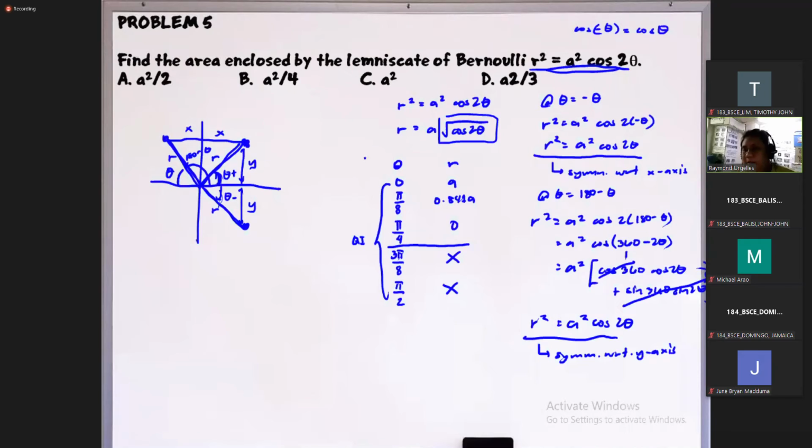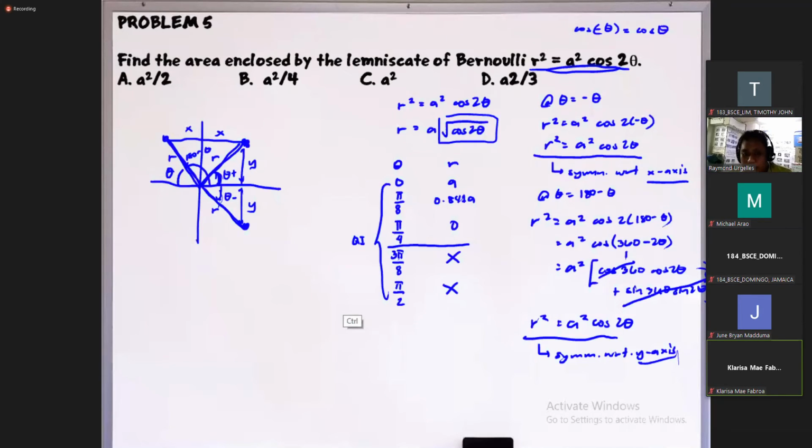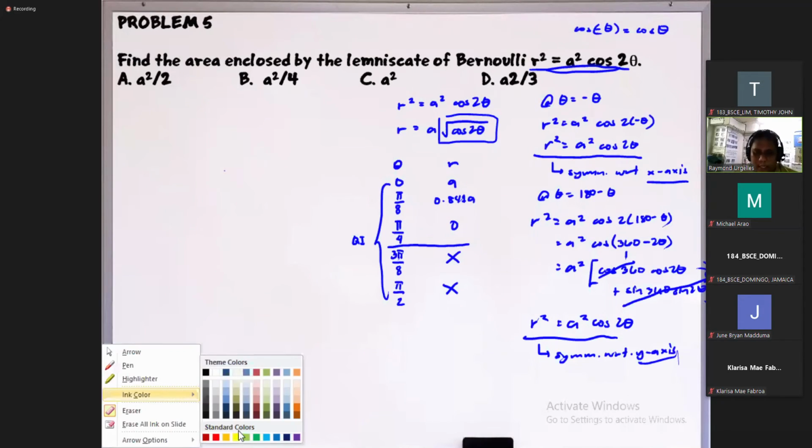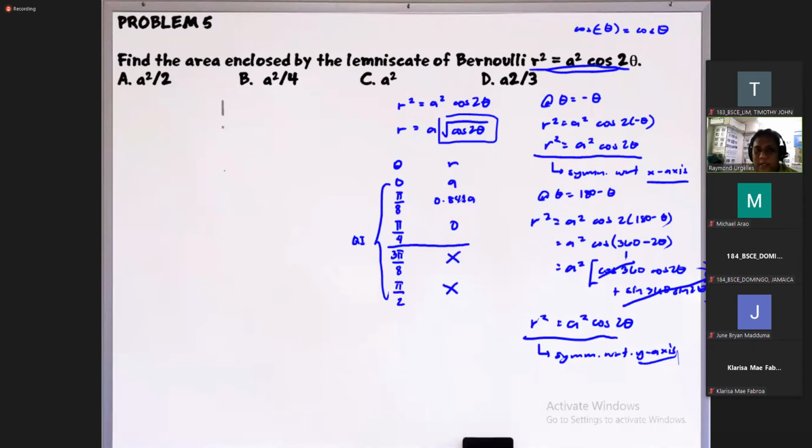So kaya pag nakuha na natin yung sa quadrant 1, since symmetric siya with respect to the x-axis and symmetric siya with respect sa y-axis, i-reflect lang natin siya. I-mirror lang natin yung curve natin with respect sa x and y-axis. Okay? So try natin siya i-graph. Actually makakatulong din sa atin yan pagdating sa integration. Kasi kung symmetric siya with respect to the x and the y-axis, pwede nating hatiin yung curve sa 4 parts. Solve lang natin yung area ng 1 part, so then multiply lang natin ng 4. So magiging mas maikli yung ating limits of integration.